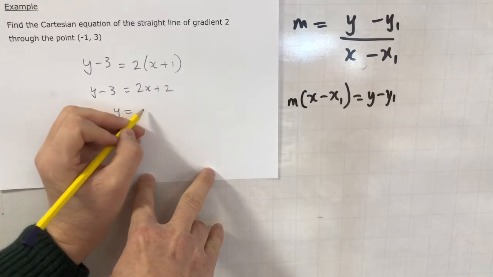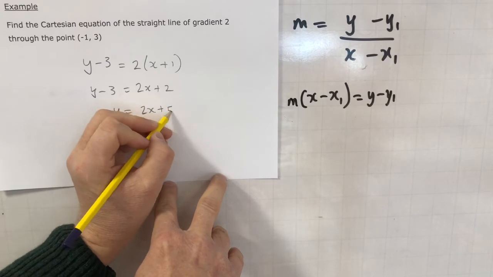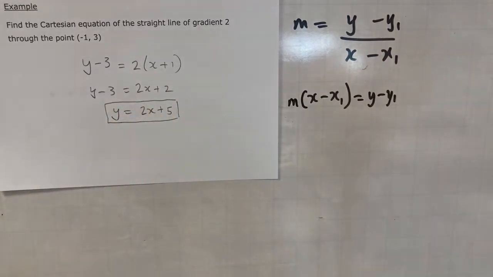So y is equal to 2x. Bring the 3 across, becomes plus 3. So I end up with plus 5. There is your equation of that line.